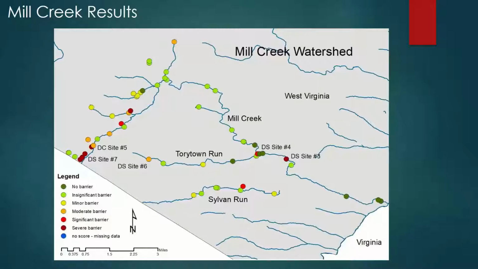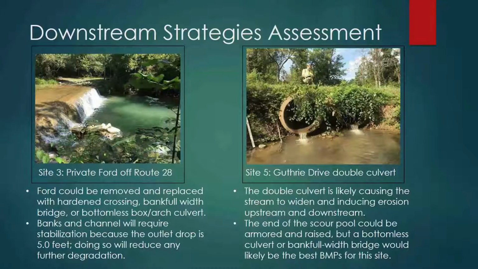And now let's get into downstream strategies. They assessed 7 sites for us that were severe barriers or significant barriers. Actually, the one on the right is moderate too, but that ford pops up again, the private ford off Route 28. Downstream strategies suggested that the ford could be removed and replaced with hardened crossing, bank-full width bridge, or bottomless box arch culvert. Banks and channel will require stabilization because the outlet drop is 5 feet. Doing so will reduce any further degradation.